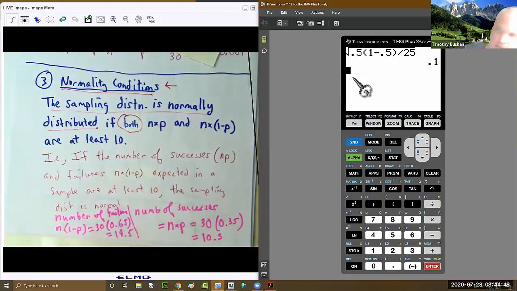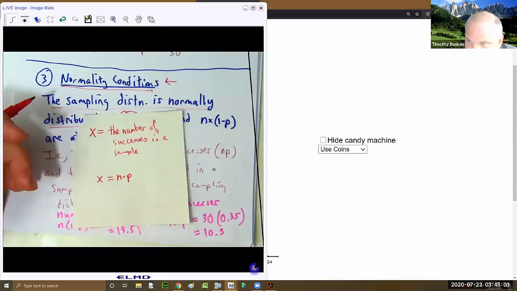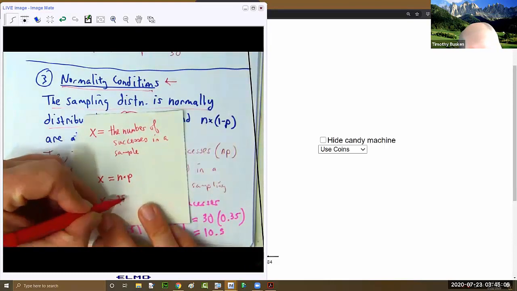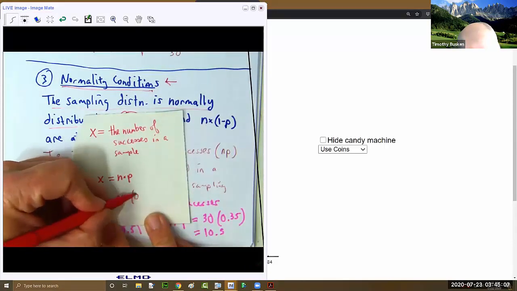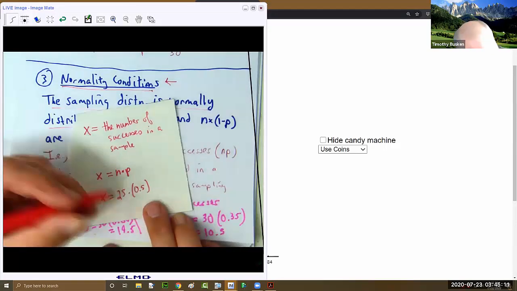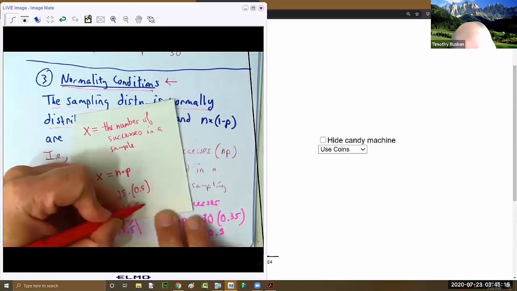If you take a look at our example from the candy machine here, the number of successes that are expected in a sample of 25 is just going to be 50% of 25, which is the same as taking n times p, or 25 times 0.5. And that comes out to about 12.5 orange candies.